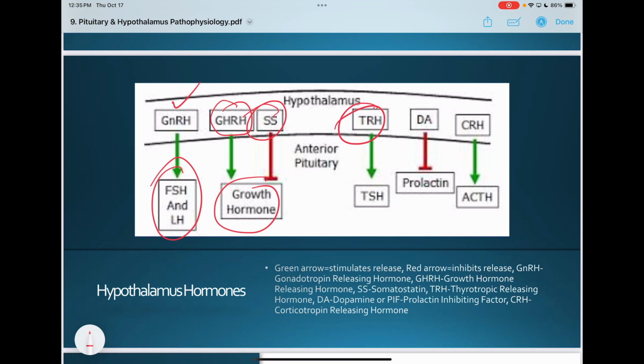Thyrotropin releasing hormone from the hypothalamus tells the anterior pituitary to release thyroid stimulating hormone. And that's going to go to the thyroid. DA. What did we learn that inhibits prolactin? Dopamine. So the DA is your dopamine. And the last one is your corticotropin releasing hormone. And this tells the anterior pituitary to release ACTH, which will then go off to the cortex.